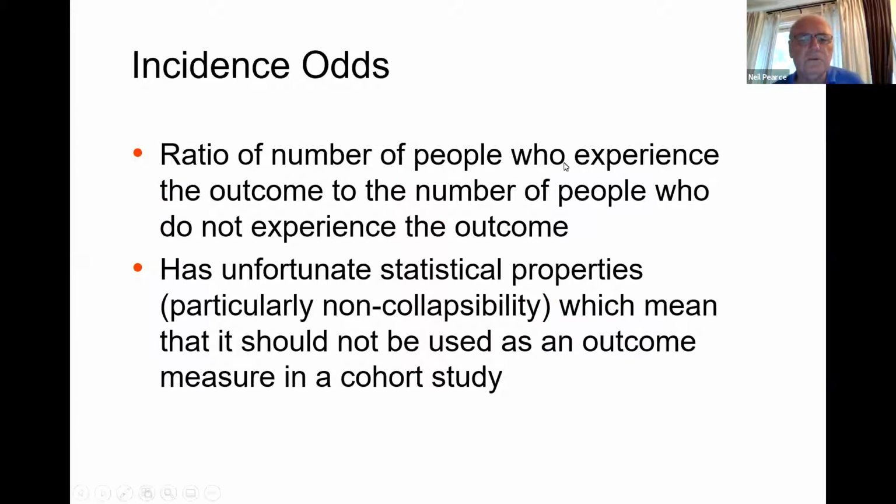So the odds is the ratio of the number of people who experience the outcome to the number of people who don't experience the outcome. It has the same problems as the risk, that if you lose people to follow up, you actually can't estimate it directly. And it also has some unfortunate statistical properties, which means we don't actually use it in cohort studies anymore. But I just mention it here because it is the third outcome measure that in theory you could calculate, and it relates to case control studies.